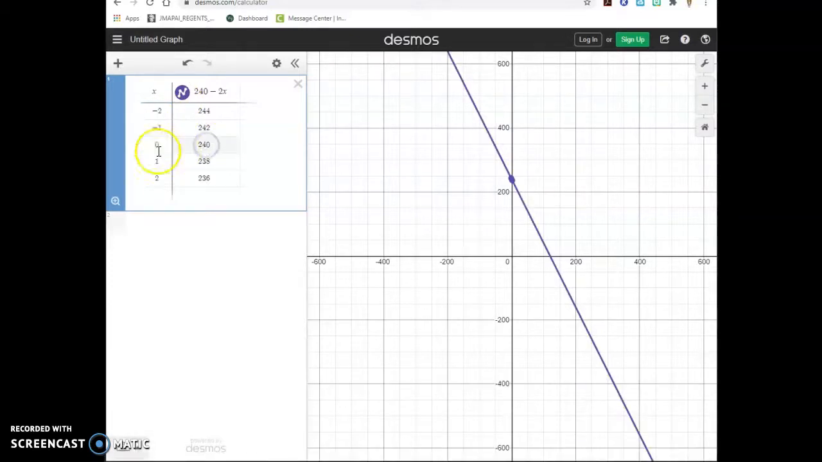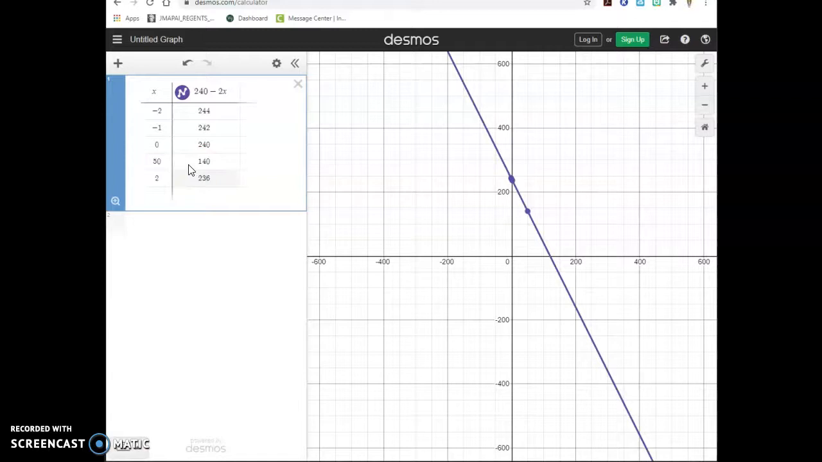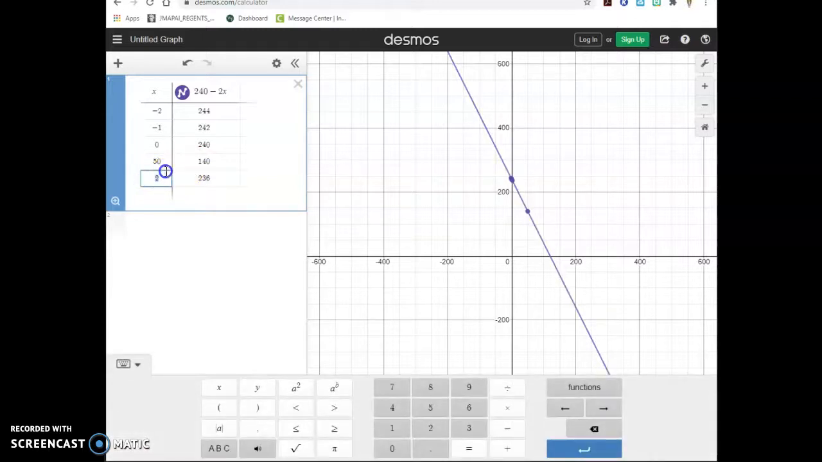So 0, 240 would work, and then I'll do 50 and 150 again. So when x is 50, y is 140, and then let's do x is 100. As long as it's a multiple of 10, that's fine. So I'll write down these 3 points onto my table, and then I will go ahead and do my graph.